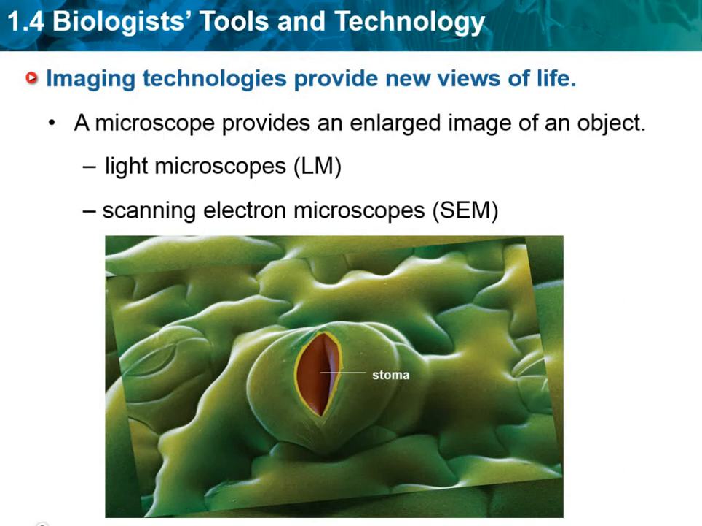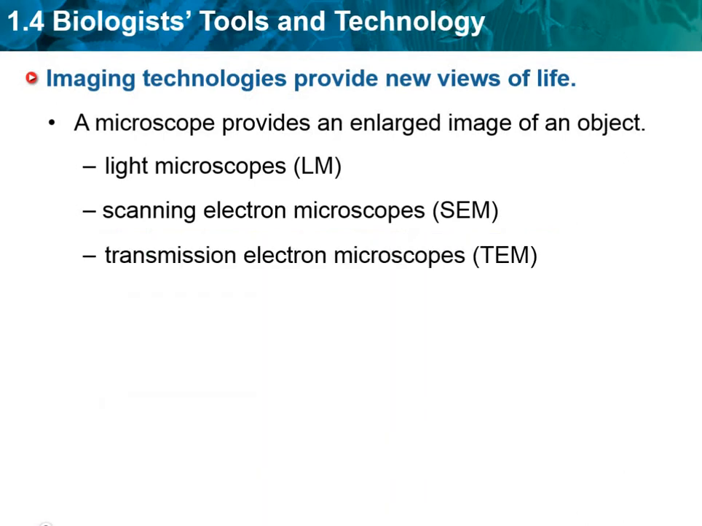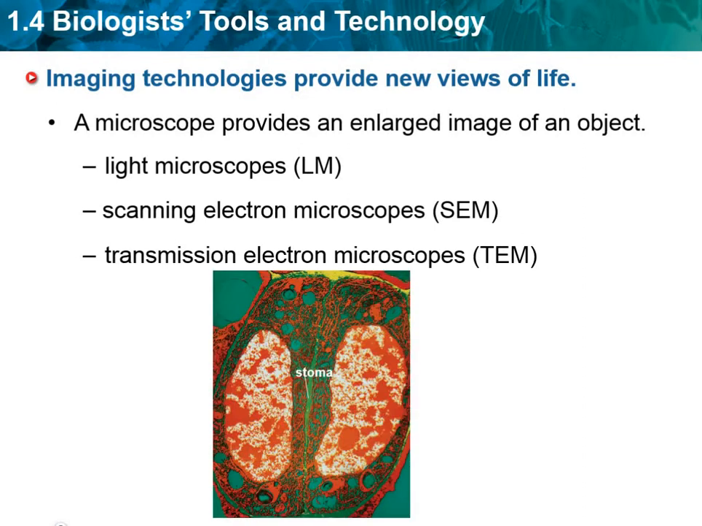So this is an image of the stoma, which you'd seen in the last slide, but this one's with a scanning electron microscope. You also have transmission electron microscopes, which shoot the electrons through the sample that you're looking at, which still need to be in a vacuum for that to occur. And again, here's the same picture of the stoma of a plant.